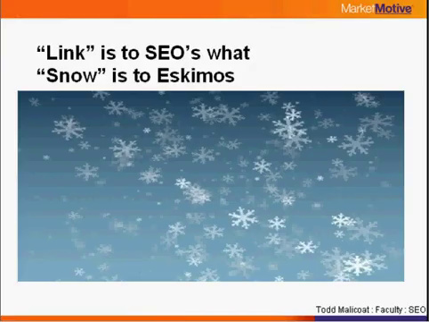The first concept to consider with the different types of links is that links are to SEO what snow is to Eskimos. There's many different types of links, different quality ranges, and many gradations between the types of links. Understanding the classifications for links is fundamental to understanding your backlink profile and how this will ultimately affect which search terms you will be ranking for.